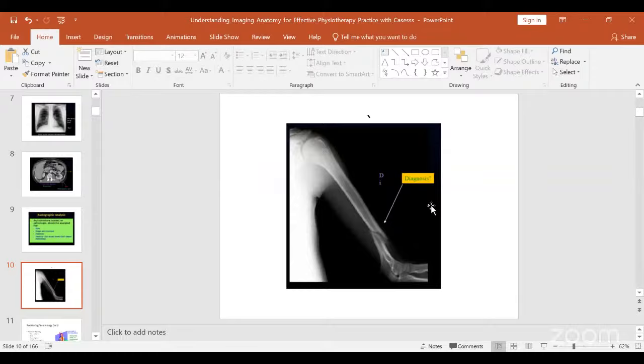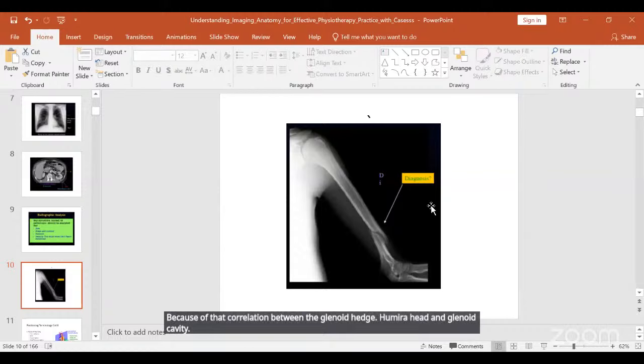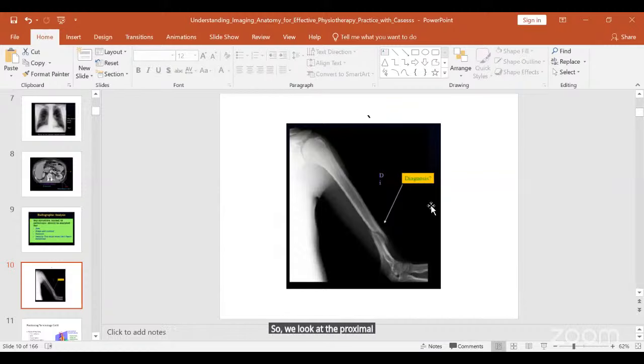The shape, and because of the position, the articulation between the glenoid cavity and the head of the humeral bone. Sir, we look at the proximal and the distal joints. Very important, Mubarak. Thank you very much. Are we together? Yes, sir.